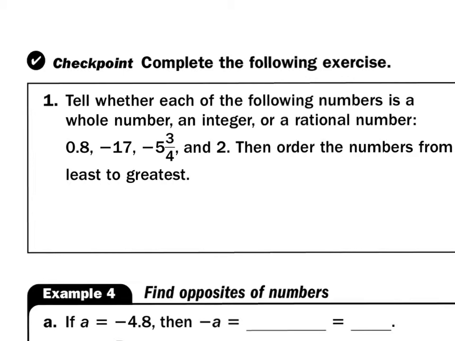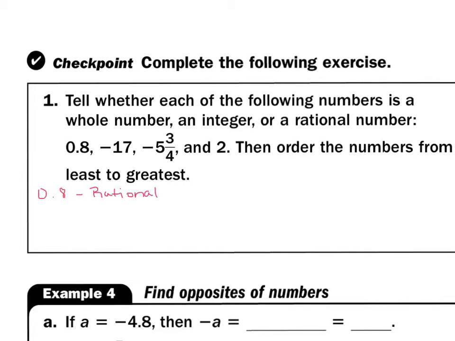So let's just start with 0.8. Is 0.8 a whole number? No. Is it an integer? No. Is it rational? Yes. So we'll say 0.8 is rational.